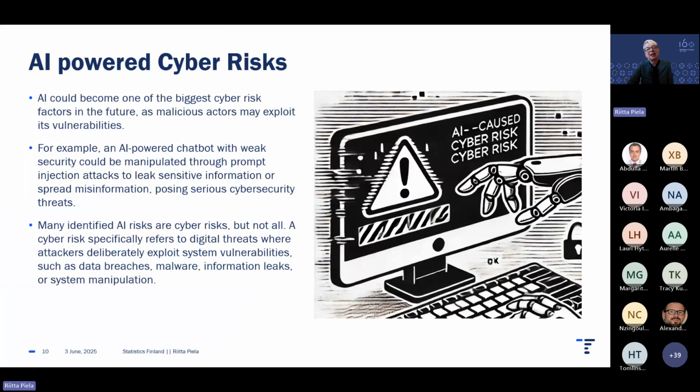Unfortunately, AI is a great source of cyber risks at the moment already. It's not only in the future. For example, an AI-powered chatbot with weak security can be manipulated through prompt injection attacks to leak sensitive information and many other things. Many identified AI risks are also cyber risks, but not all. Cyber risk especially refers to digital threats where attackers deliberately exploit system vulnerabilities, data breaches, information leaks, and so on.